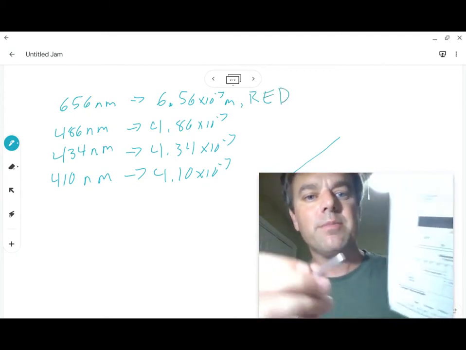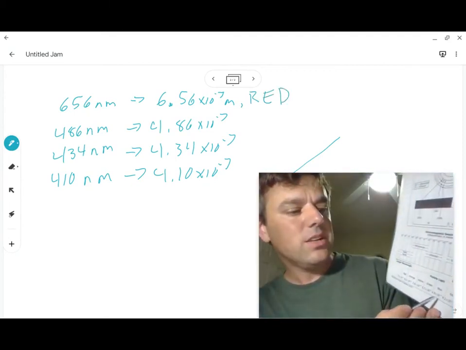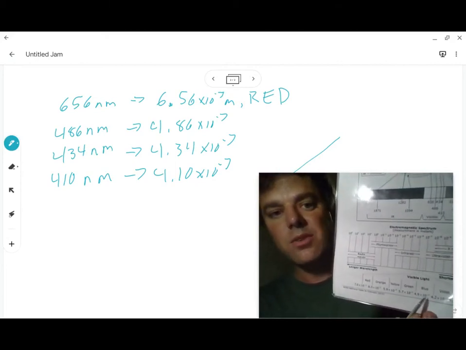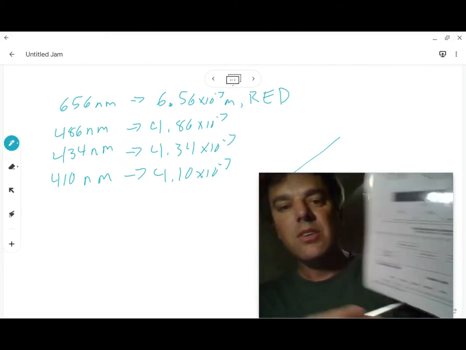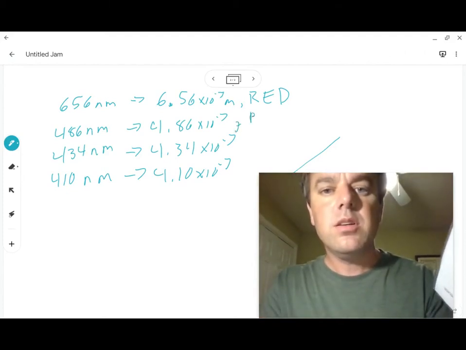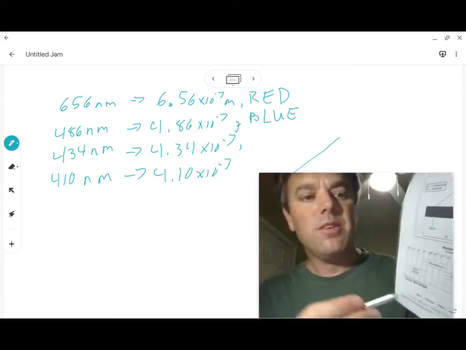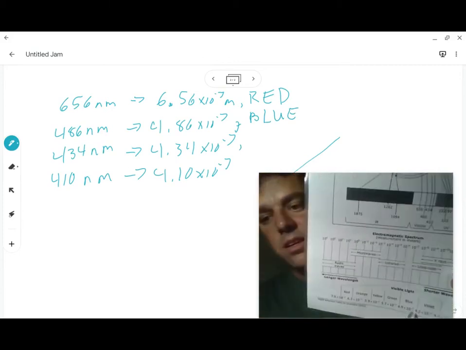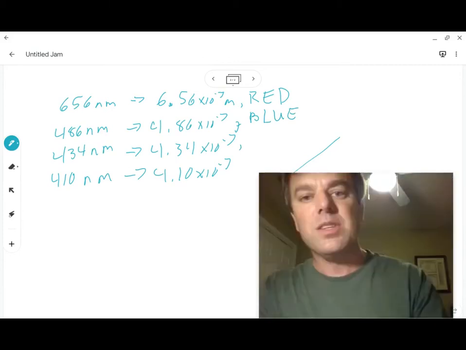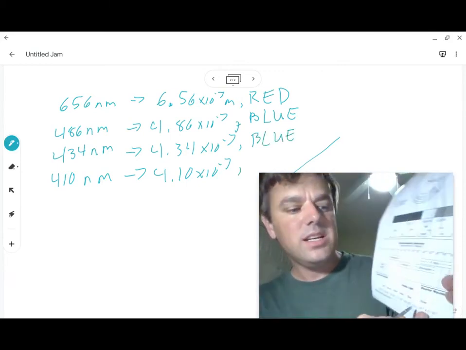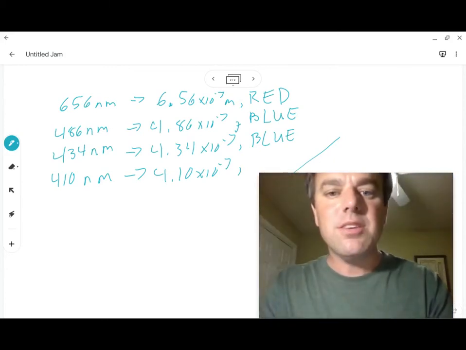The 4.86 would fall between 4.2 and 4.9. That's where 4.86 would fall. So that's blue. The 434 also falls between the 4.2 and the 4.9. That's also blue. And then the 410 falls in the violet range.